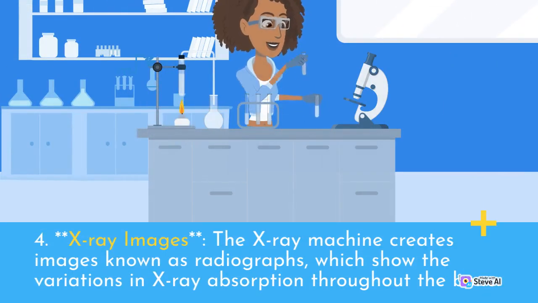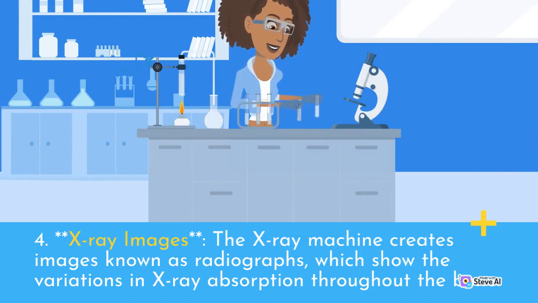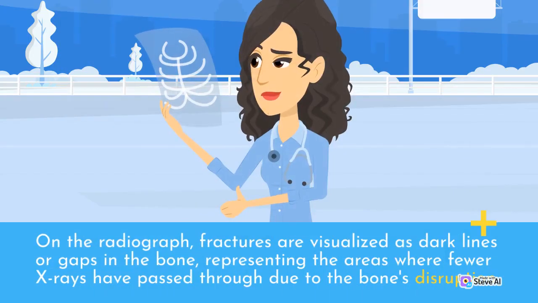4. X-ray images. The X-ray machine creates images known as radiographs, which show the variations in X-ray absorption throughout the bone. On the radiograph, fractures are visualized as dark lines or gaps in the bone, representing the areas where fewer X-rays have passed through due to the bone's disruption.